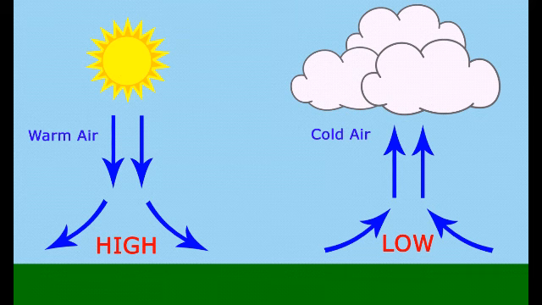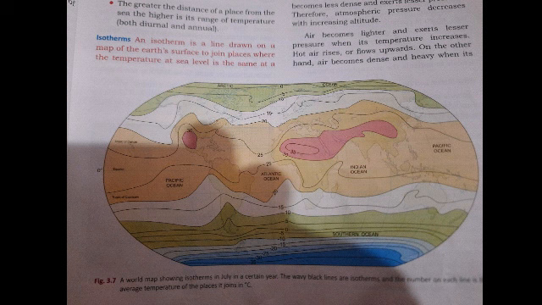Now let us talk about isotherms. An isotherm is a line drawn on a map of the Earth's surface to join places where the temperature at sea level is the same at a given time. As you can see in figure 3.7, the lines are depicting that the temperature is the same or constant throughout these lines. These are the lines that connect places on a map that have the same temperature.